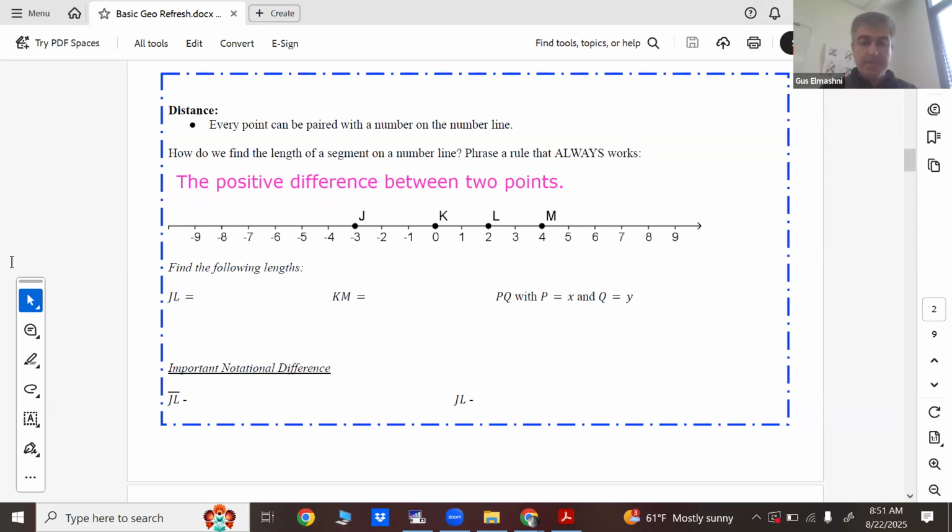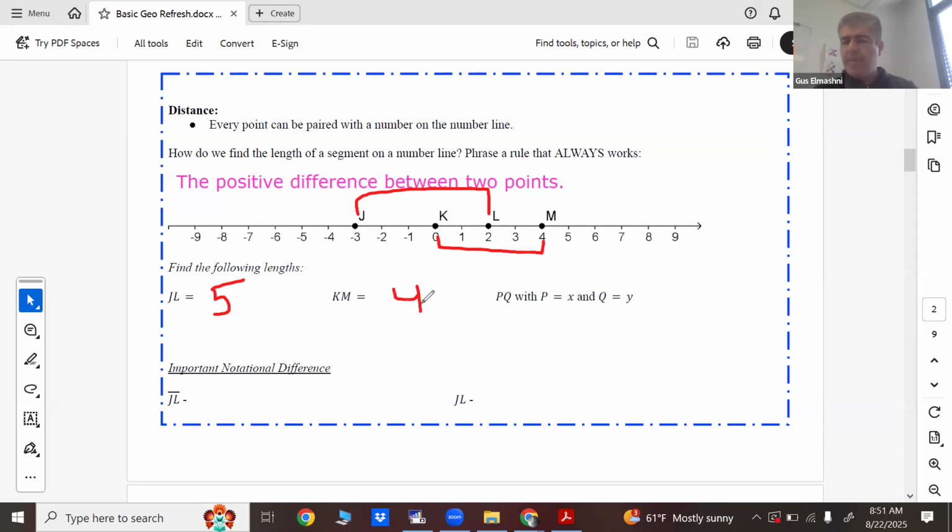So, for example, look at J and L. What's the positive difference between -3 and 2? How far apart are they? If you count it, 5. Yep, it's 5. Or let's look at KM. How far are K and M away from each other? 4. There you go. It's that simple.